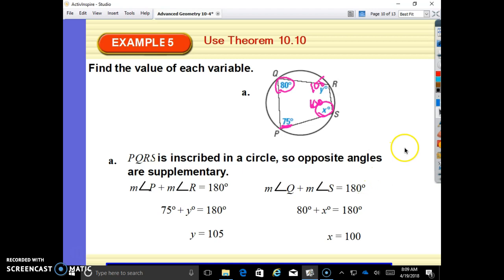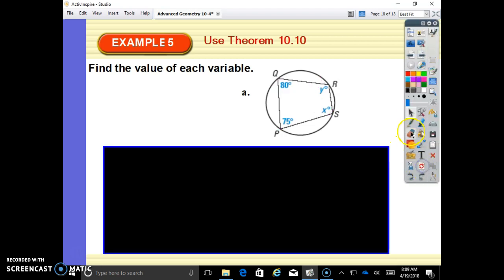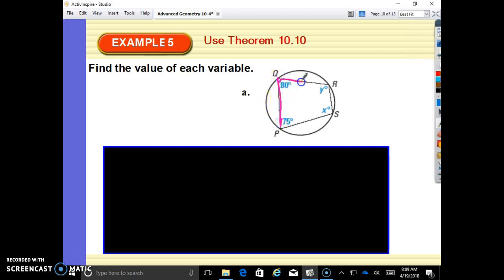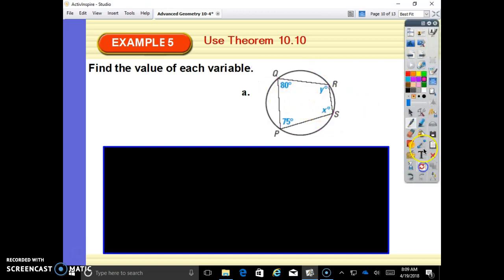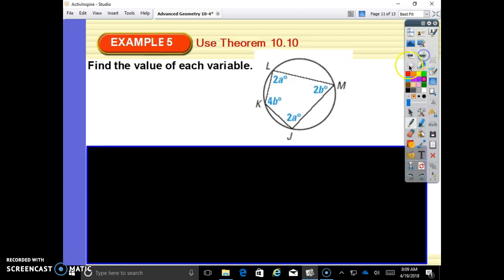Make sense? Do you guys see why it works? Does everyone visualize this? That 80 opens up to 160. So this remaining portion of the circle over here would be 200. So opposite of the 200, what opens up to 200, would be 100. These are supplementary. Opposite angles in a quadrilateral that's inscribed in a circle will always be supplementary.